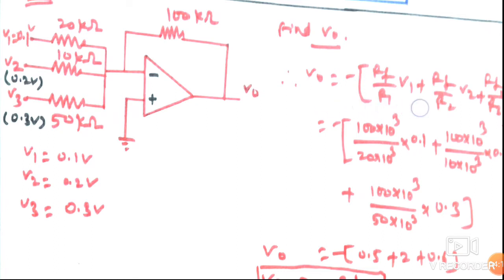minus of Rf upon R1 into V1 plus Rf upon R2 into V2 plus Rf upon R3 into V3. So we can write 100 kilo ohm divided by 20 kilo ohm into 0.1 volt plus 100 kilo ohm upon 10 kilo ohm into 0.2 volt plus 100 kilo ohm upon 50 kilo ohm into 0.3 volt. This will give approximately minus (0.5 plus 2 plus 0.6) volt. So this is the answer.